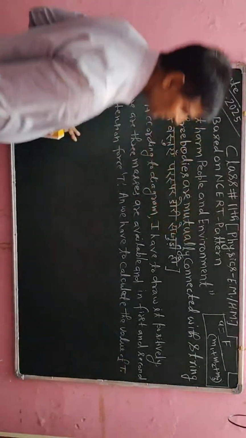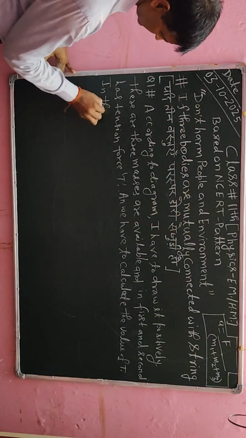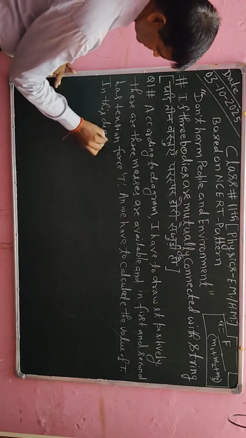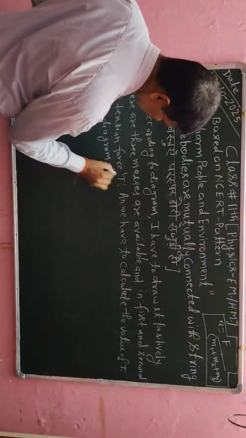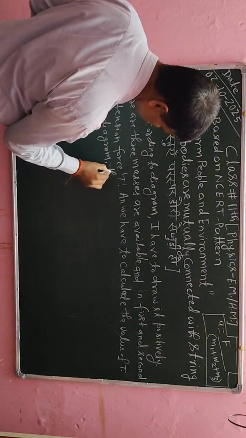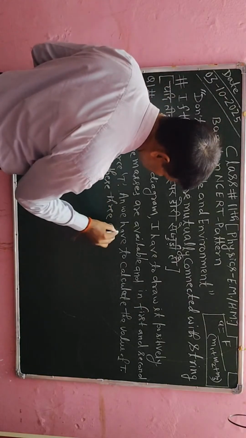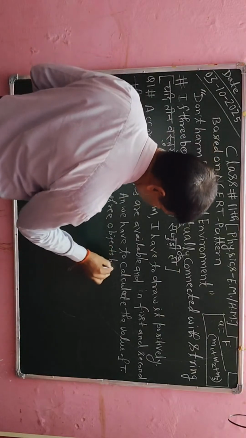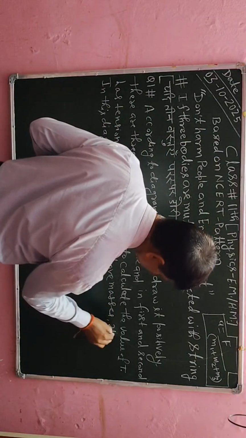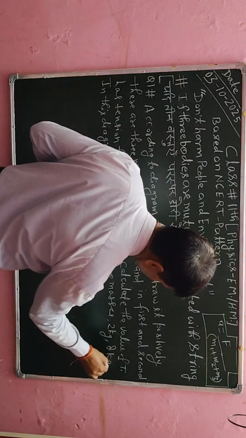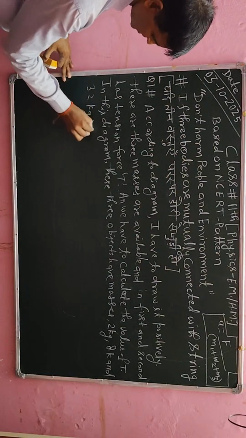In this diagram, these three objects have masses. The objects have masses 2 kg, 8 kg, and 32 kg respectively.